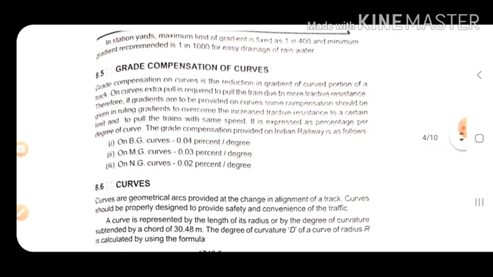Grade compensation of curve, important, short notes arise in our semester. Grade compensation on curves is the reduction in gradient of the curve portion of a track. On curves, extra pull is required to pull the train due to more tractive resistance, therefore.